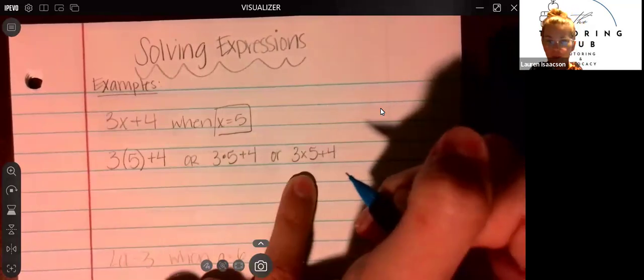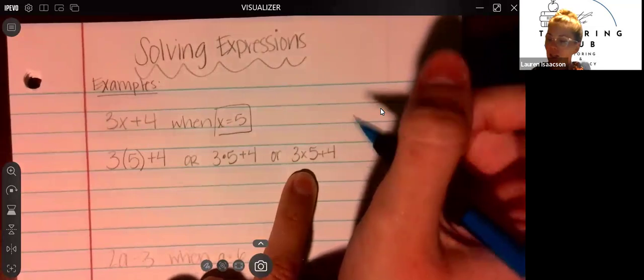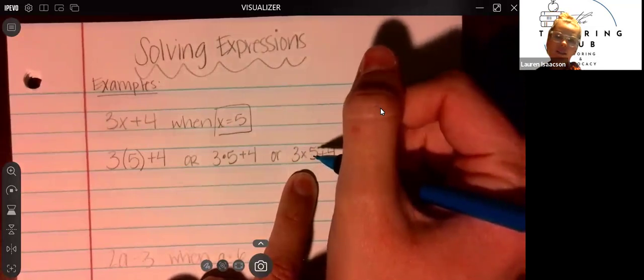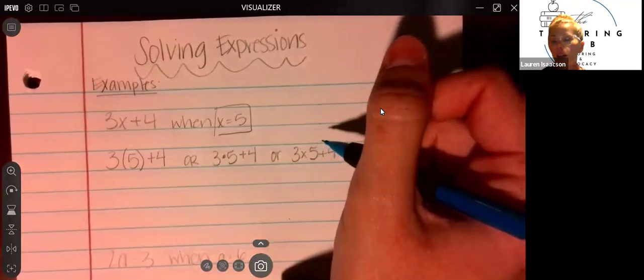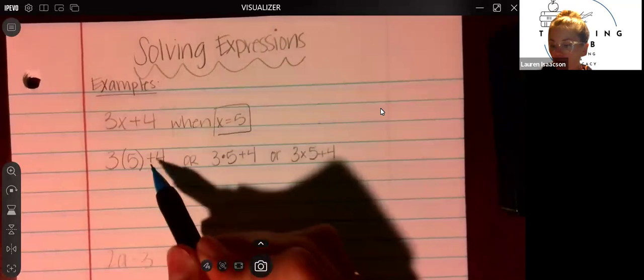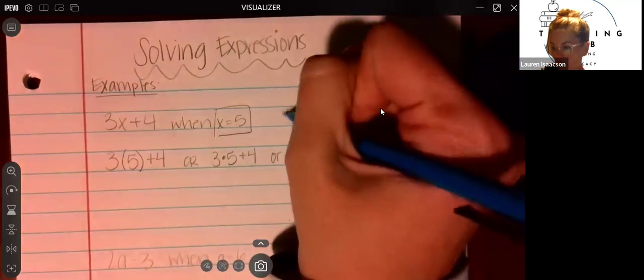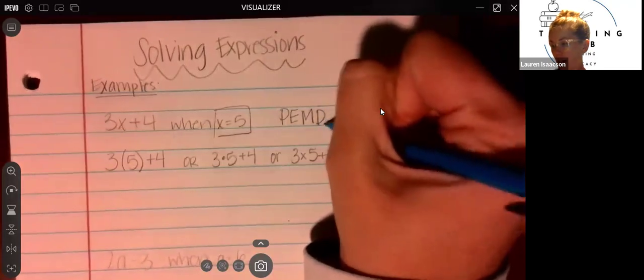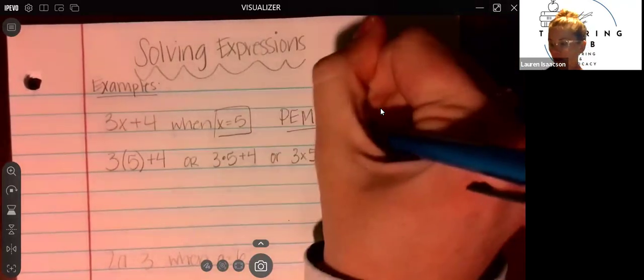Now, I generally don't use the x when I'm doing expressions and solving equations because then it can get confusing if that's a variable or if it's the operation of multiplying, okay? So now we have 3 times 5 plus 4. I'm going to use my order of operations. Don't forget about your order of operations, PEMDAS, right? Parentheses, exponents, multiply, divide, add, subtract. Okay, and we're going left to right.